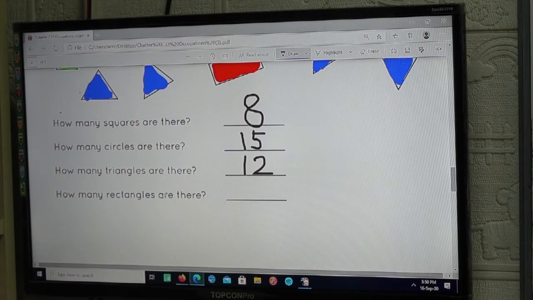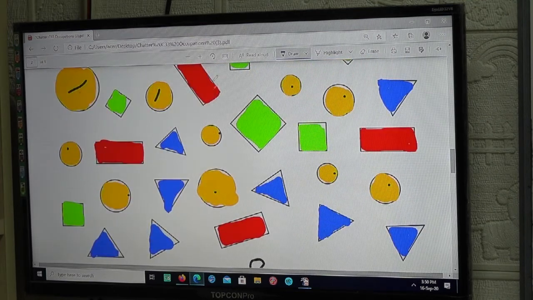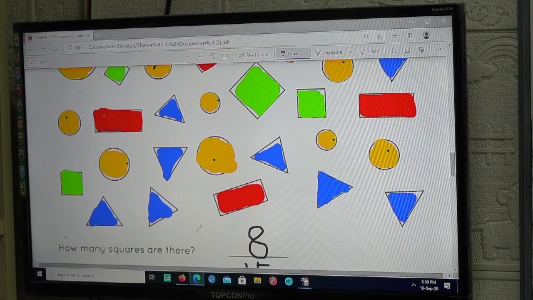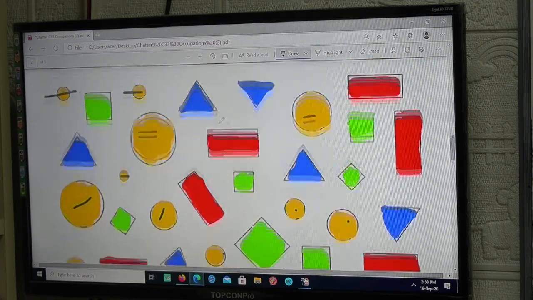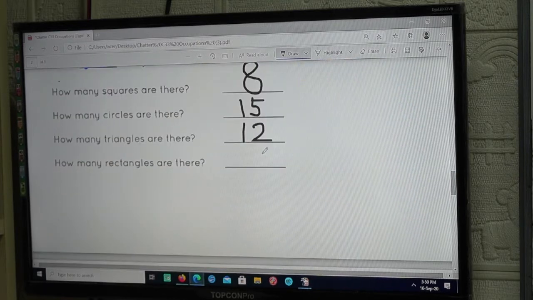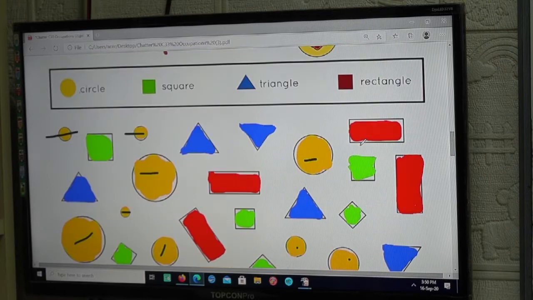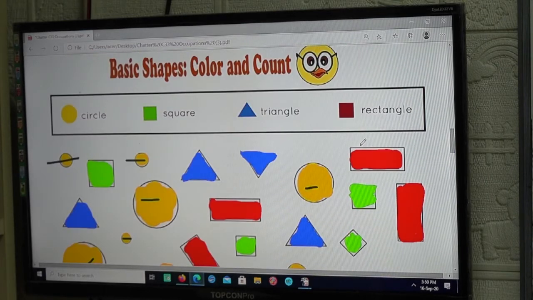And the fourth question is, how many rectangles are there? Alright, let's count all the rectangles. 1, 2, 3, 4, 5, 6, 7. Yep, there are 7 rectangles. Good job. We are done with the shapes activity today.